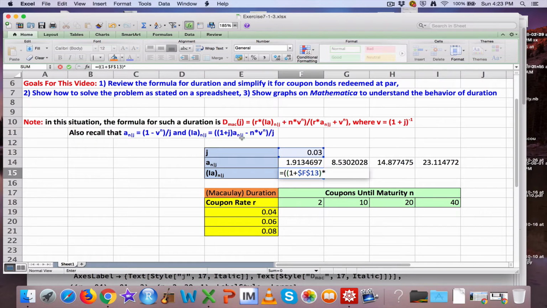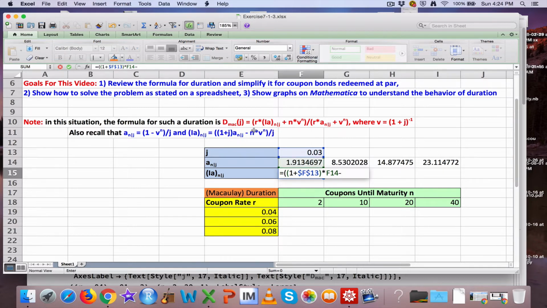Times a angle j. I can just click on that. That's F14. If I copy and paste this to the right, I want that to get updated to G14 and H14 and I14. I definitely don't want a dollar sign in front of the F. I could put a dollar sign in front of the 14, but I don't need to because I'm just copying and pasting to the right, so the 14 would stay as a 14. I'm not copying and pasting downward.